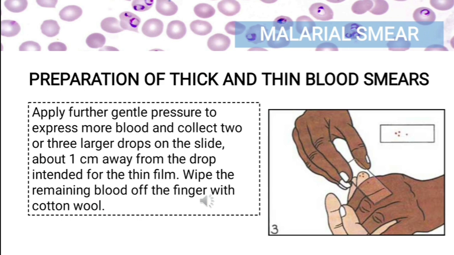Then continue to apply further gentle pressure to express more blood and collect 2 or 3 larger drops on the slide, about 1 centimeter away from the drop intended for the thin film, and then wipe the remaining blood off the finger with cotton wool.